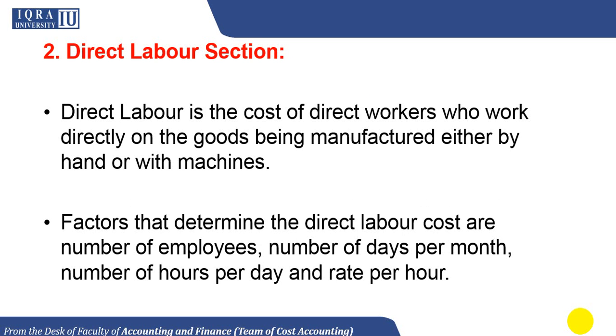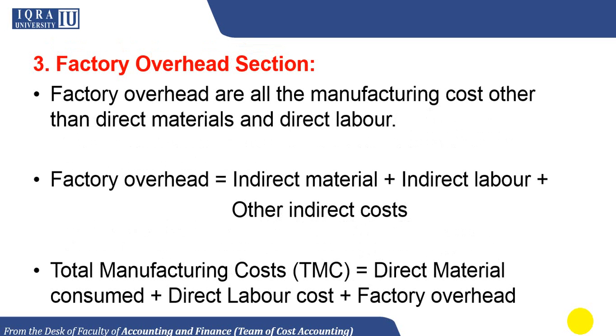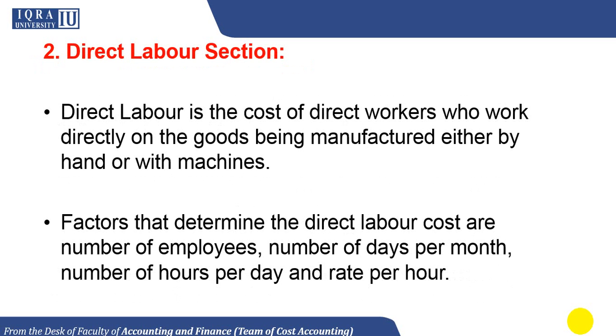Second section is direct labor. We know that direct labor is easily traceable and it is directly associated with the product, and direct labor is the cost of direct workers who work directly on the goods being manufactured either by hand or with machine. Factors that determine the direct labor cost are number of employees, number of days per month, number of hours per day, and rate per hour. These all are the factors that determine the direct labor cost. How it's calculated, we will discuss in another session.